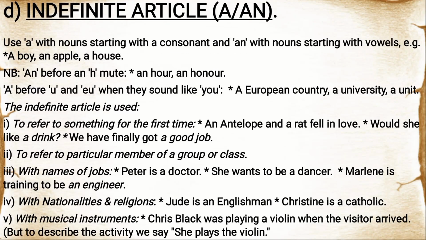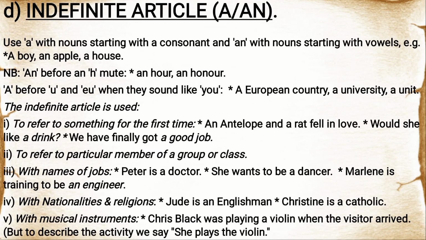D. Indefinite article: a/an. Use a with nouns starting with a consonant and an with nouns starting with vowels. Examples: a boy, an apple, a house. NB: and before an h mute. Examples: an hour, an honor.